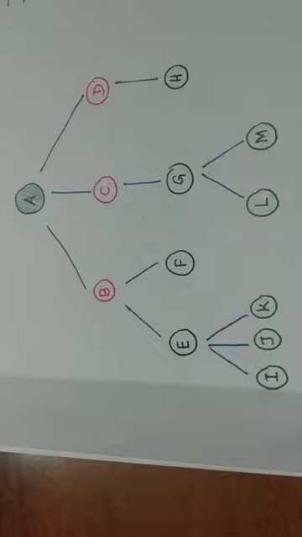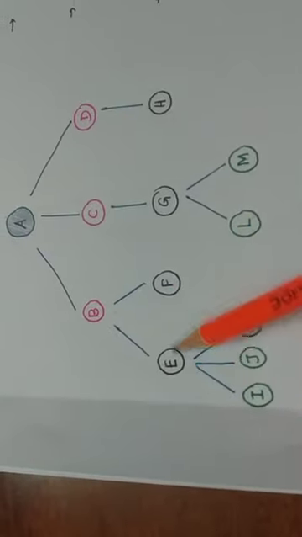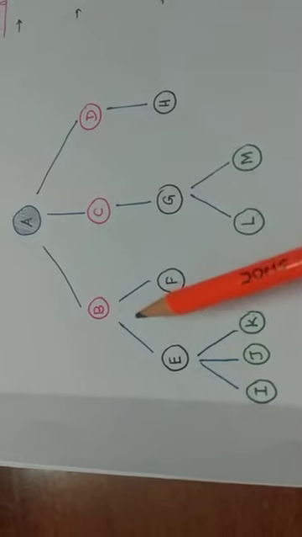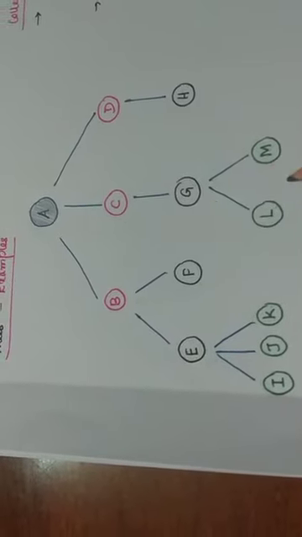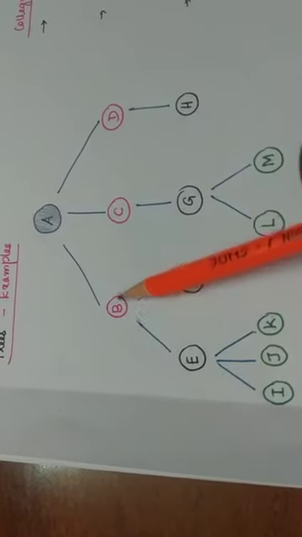Next term is sibling. It is all the children nodes of the same parent. What do you mean by a sibling? Siblings are from the same parent. If we have two different nodes with the same parent, we call these two siblings. E and F are siblings, and similarly L and M are siblings. But we don't call F and G siblings because they are from different parents, B and C.